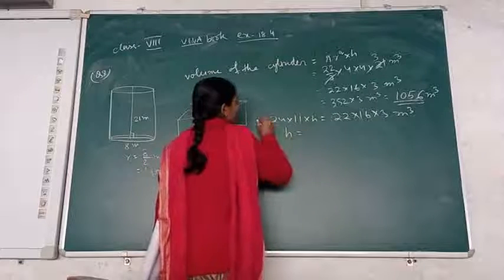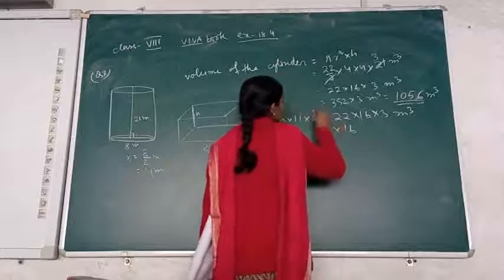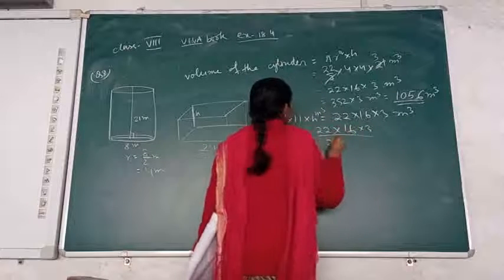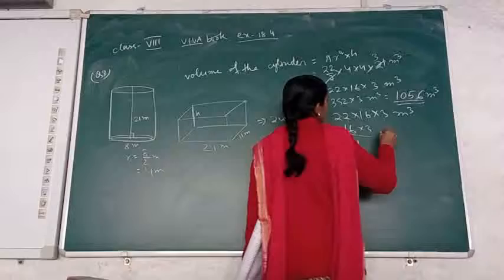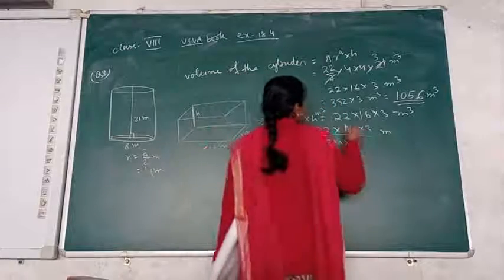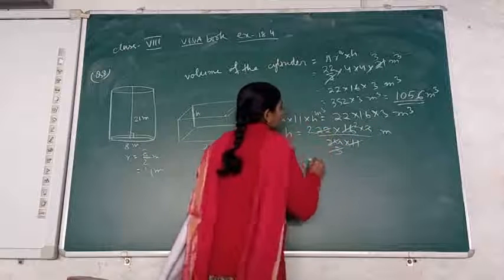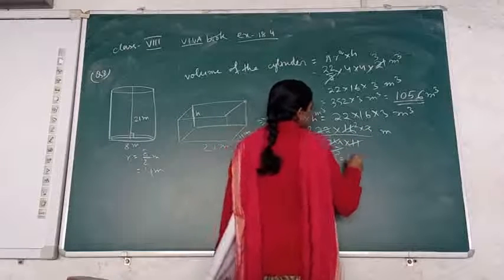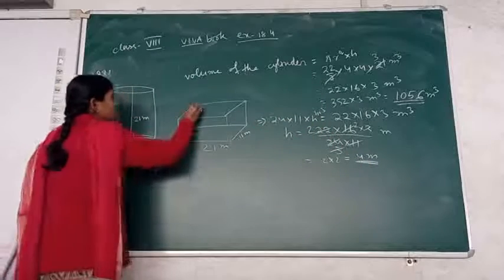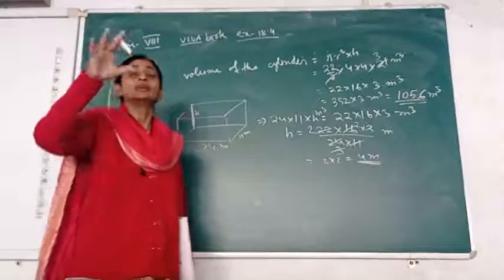So height will be how much? 22 into 16, here also it is meter cube. 16 into 3 by 24 into 11, that much meter. Yes. So what are we getting? 8 threes we cancel, here it is coming to 2 into 2, that means 4 meter. That 4 meter will be the height of this cuboidal shape where that soil will be kept.